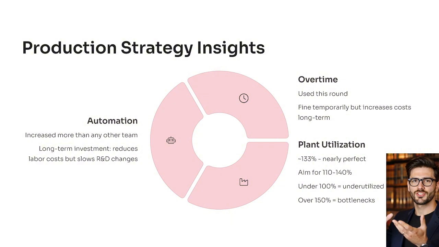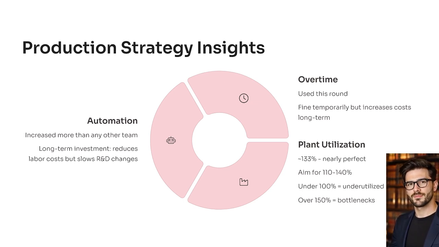Our plant utilization was around 133%, which is nearly perfect. Try to stay between 110 to 140%. Under 100% equals underutilized. Over 150% equals bottlenecks and delays.